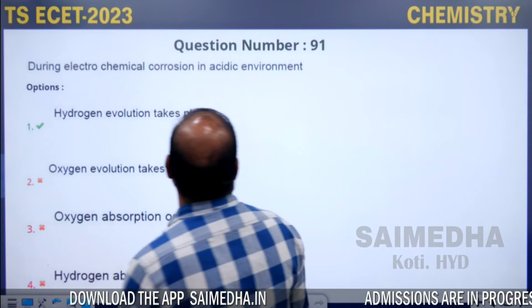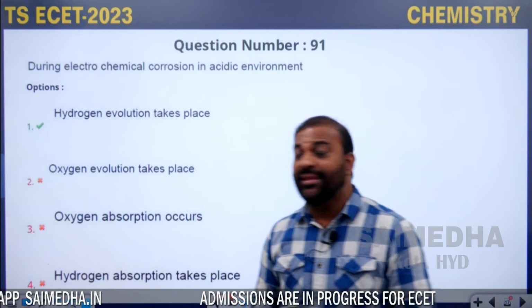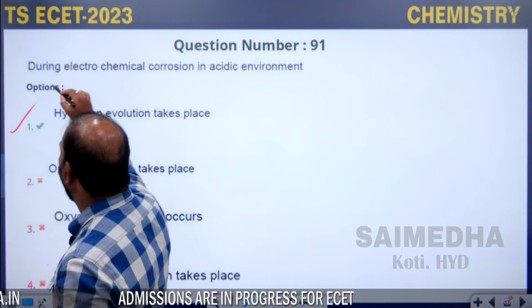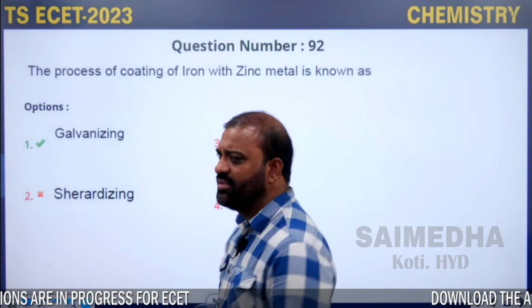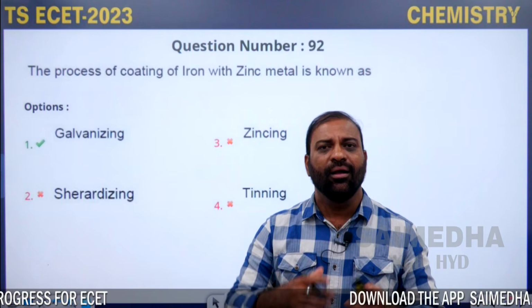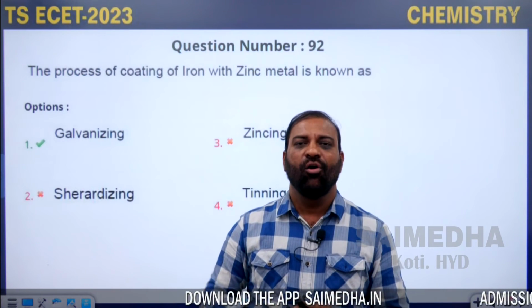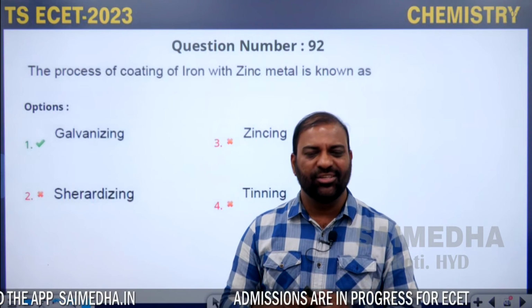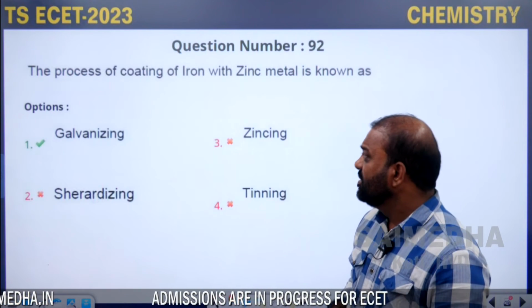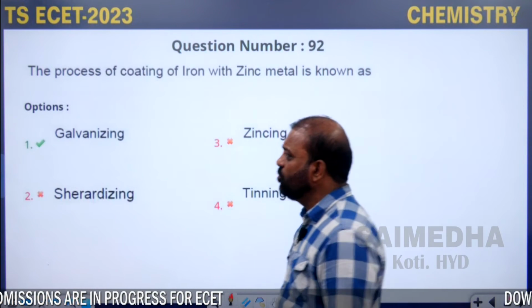During electrochemical corrosion in an acidic environment, hydrogen gas evolves in the form of bubbles near the cathode. So hydrogen evolution takes place here. Option 1 is the right answer. The process of coating of iron with zinc metal is known as, generally we coat zinc metal over the surface of other metals. Why do we coat zinc on other metal surfaces? This zinc coating will act as a protecting layer against corrosion generally. So to avoid corrosion, the metal surfaces are simply coated with zinc. This process is known as galvanizing.